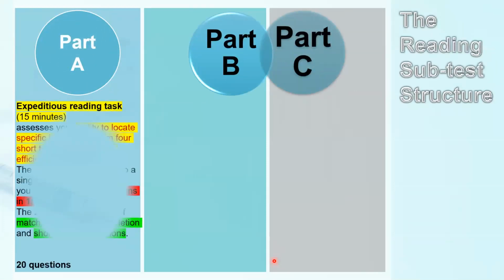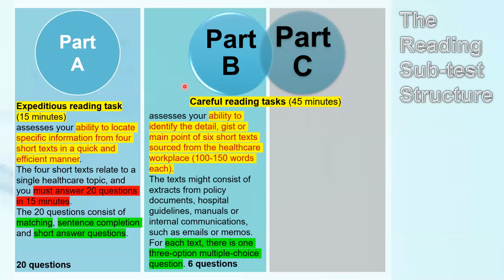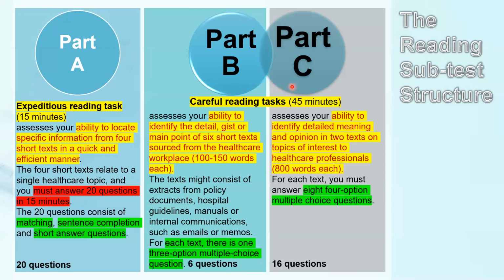The reading subtest structure. Also this subtest has 3 parts, part A, part B, and part C. But the difference here is that you'll sit the first part, part A, in a separate setting within 15 minutes. After that, they will collect the answer and question booklets. Then you'll receive new booklets for parts B and C together. While in the listening subtest, you'll sit all the parts in a single setting.